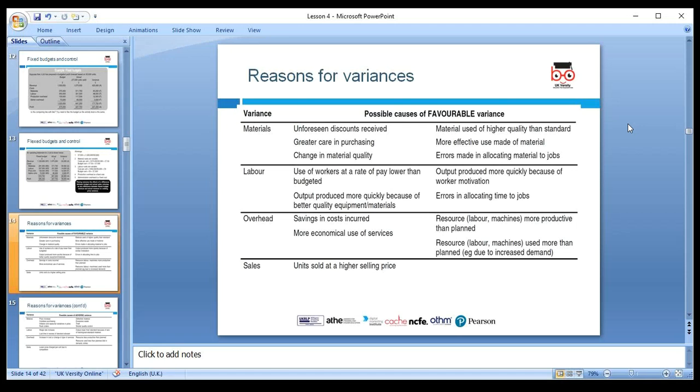Why is the material usage variance unfavorable? It may be due to the labor being unskilled or the material being bought at low quality. Say the variance is favorable in terms of price: unforeseen discount received, greater care in purchasing, a change in the material quality. These can lead to a favorable material variance, and all these are the reasons being discussed. So what we need to do, please look, 2 minutes, the reasons, please make sure to read them. Does it logically make sense?